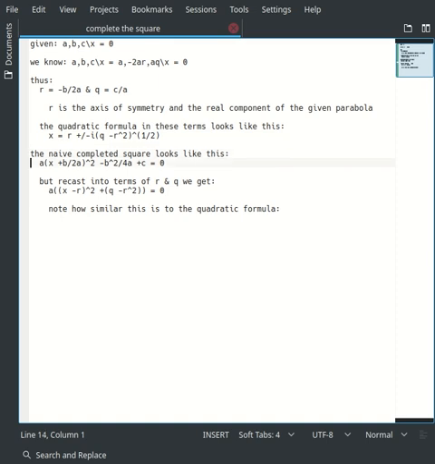Naively, the completed square looks like this. So we get a times the square of x plus b on 2a. So a is in the denominator of that. I didn't put parentheses on there because that would make it more cluttered. And then that minus b squared on 4a plus c. That all equals 0.